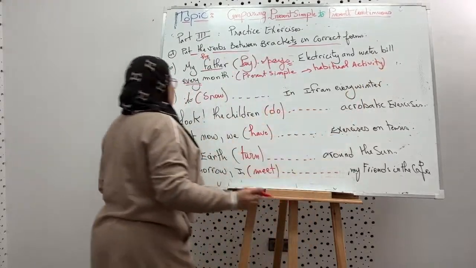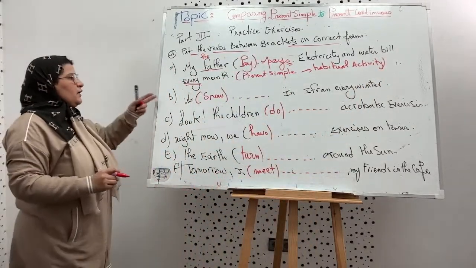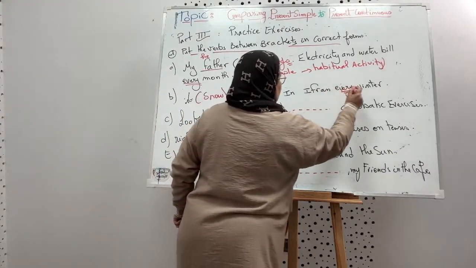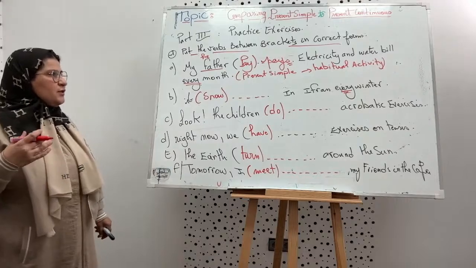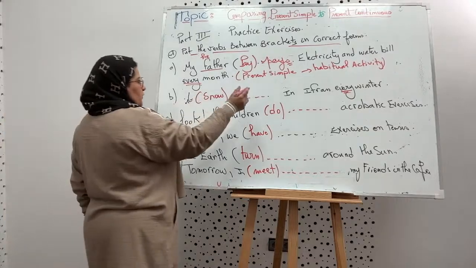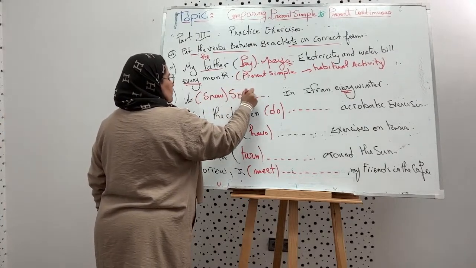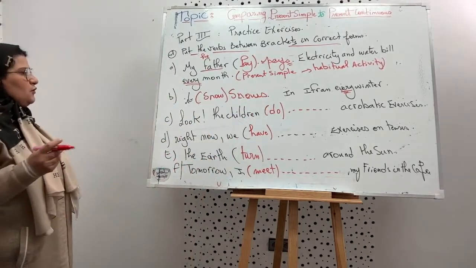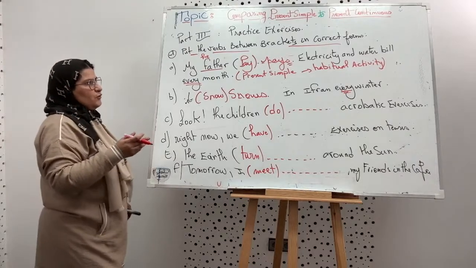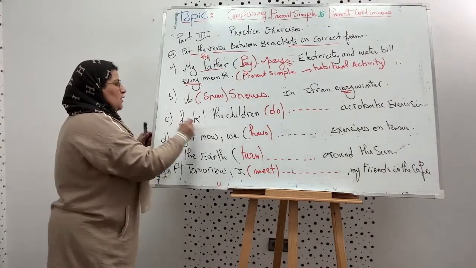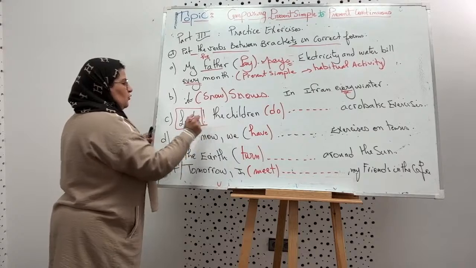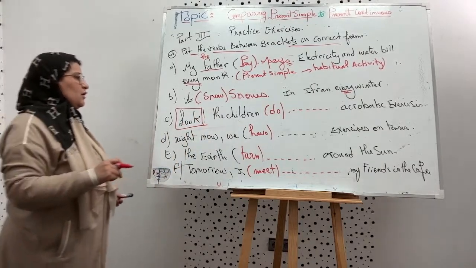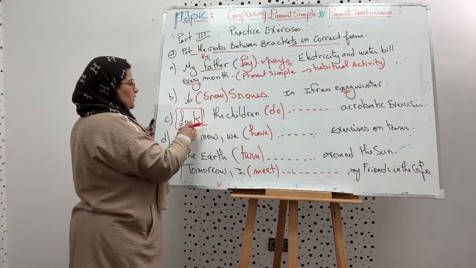Look at example 2. It snows in Ifran every winter. We're talking about an action that is repeated every winter, so the present simple again. Next, look, the children are doing acrobatic exercises. The indicator look expresses that the action is taking place at the time of speaking, so we use the present continuous.